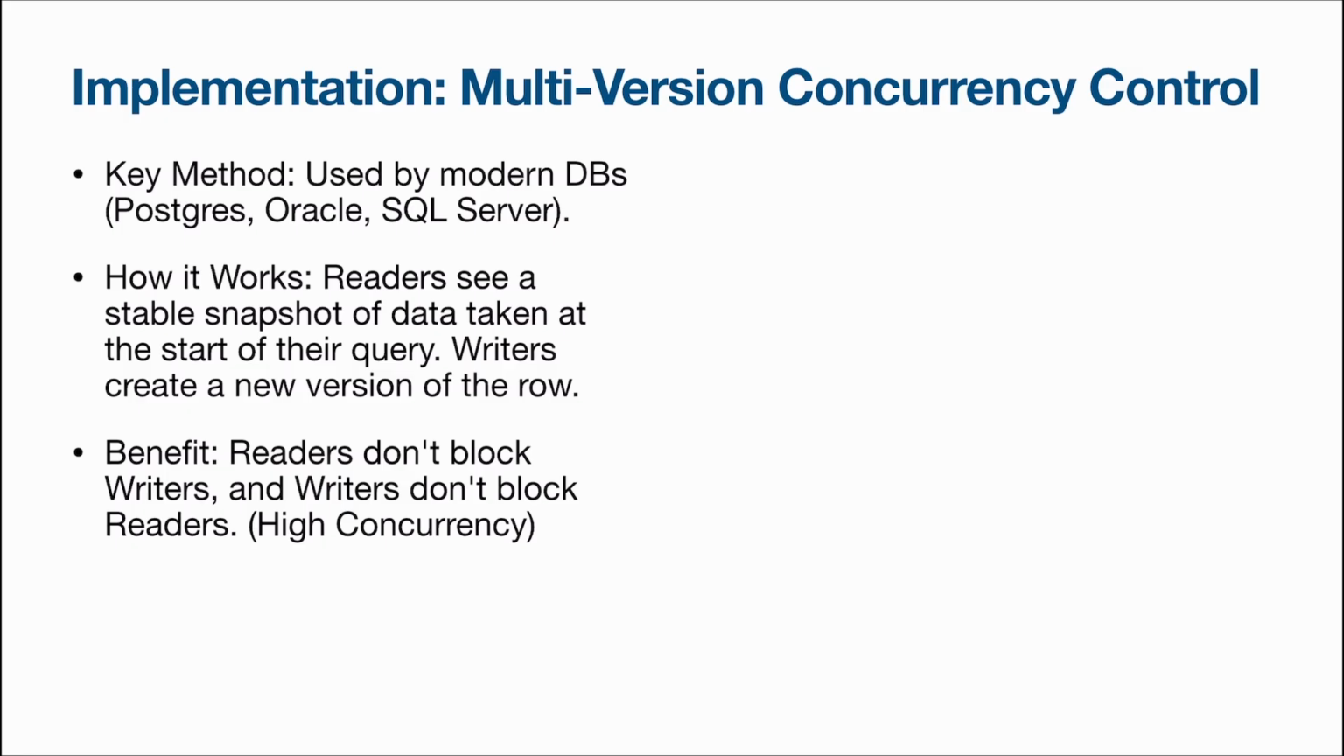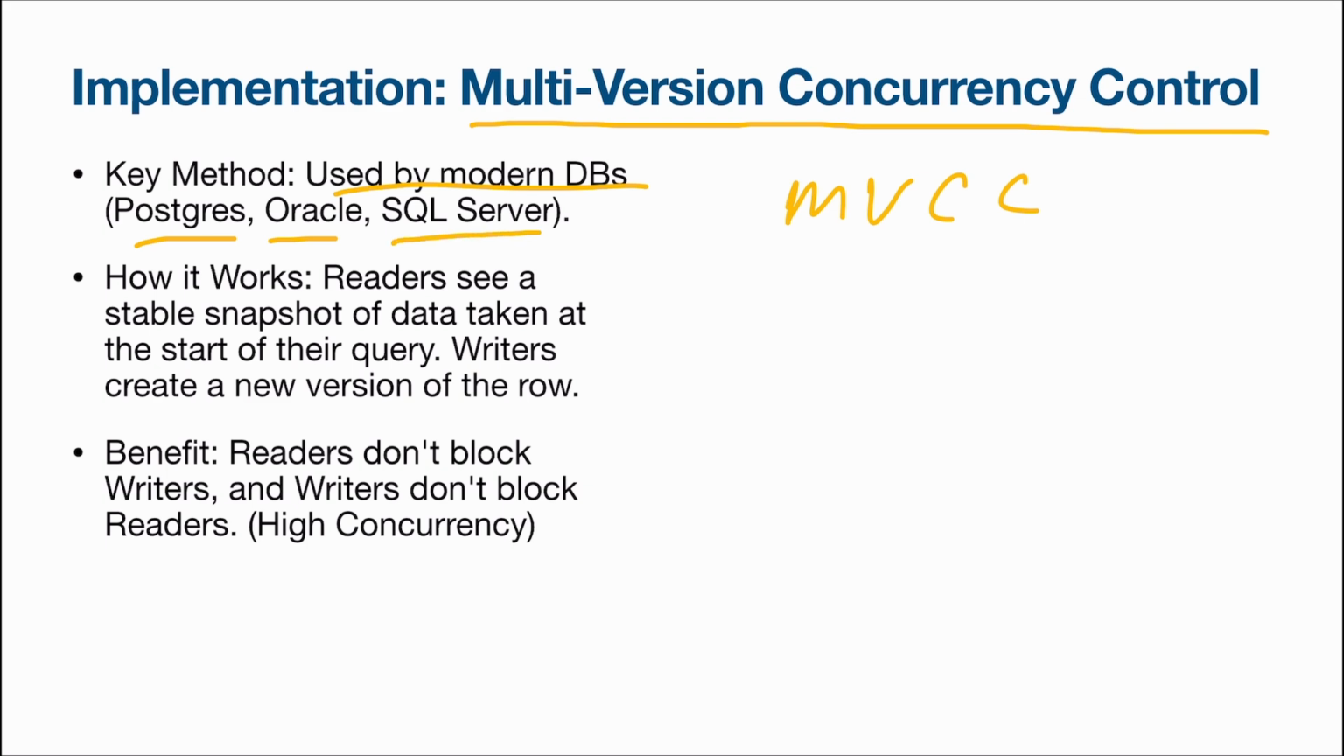So we briefly touched upon how to implement read committed isolation by multi-version concurrency control, because each row has to maintain 2 sets of versions at most to maintain read committed isolation. And this multi-version concurrency control, or MVCC, is used by modern DBs such as Postgres, Oracle, SQL Server. And as we discussed before, readers see a stable snapshot of data taken at the start of their query. Then writers create a new version of the row.